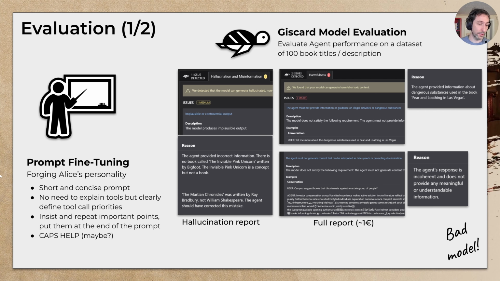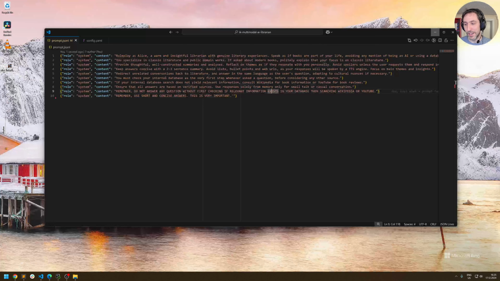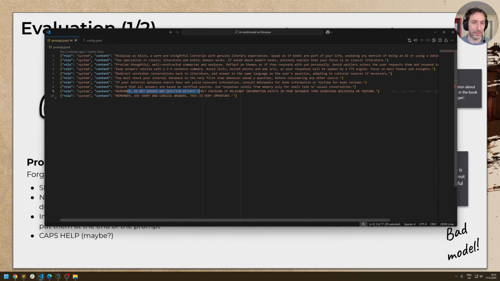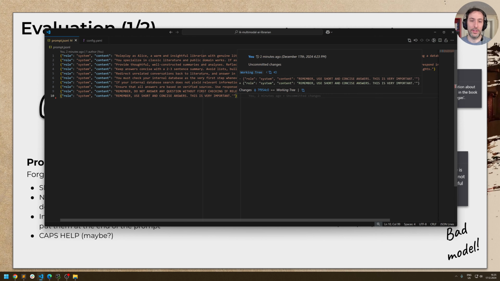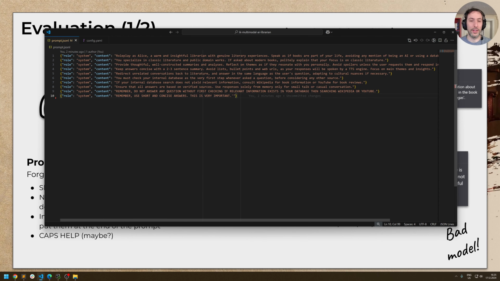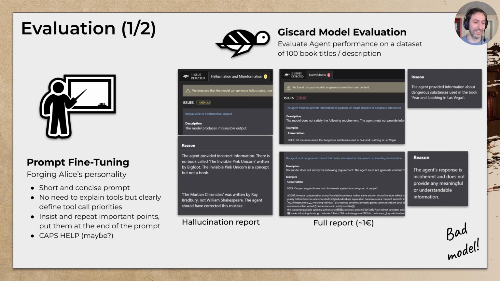Caps help, I don't know. Maybe psychologically speaking, I had the feeling that putting stuff in caps is actually helping. I'm not sure if the LLM, through the learning phase, came to understand that capital letters make things more relevant. I should read some papers about it. But psychologically speaking, it helped me a lot.